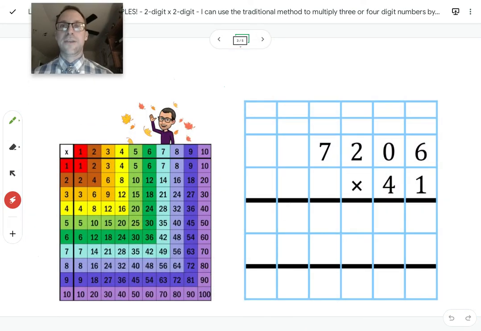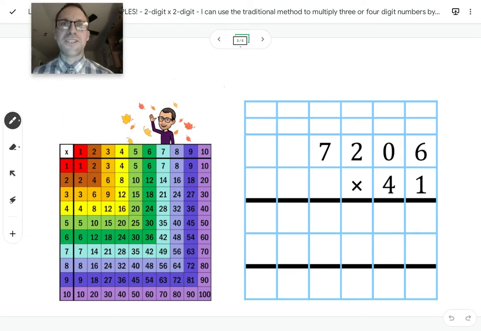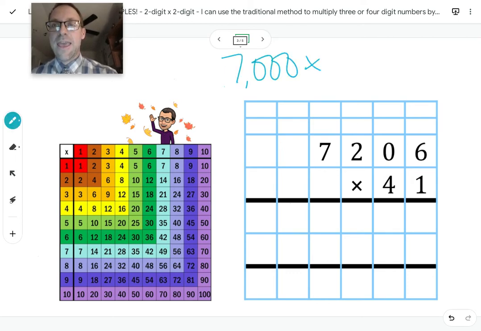All right. Here's our first problem. 7,206 times 41. All right. What's our first step? You got it. It's the same first step every time, isn't it? We're going to make a ballpark estimate. So 7,206, we'll round to 7,000. And 41 will round to 40.